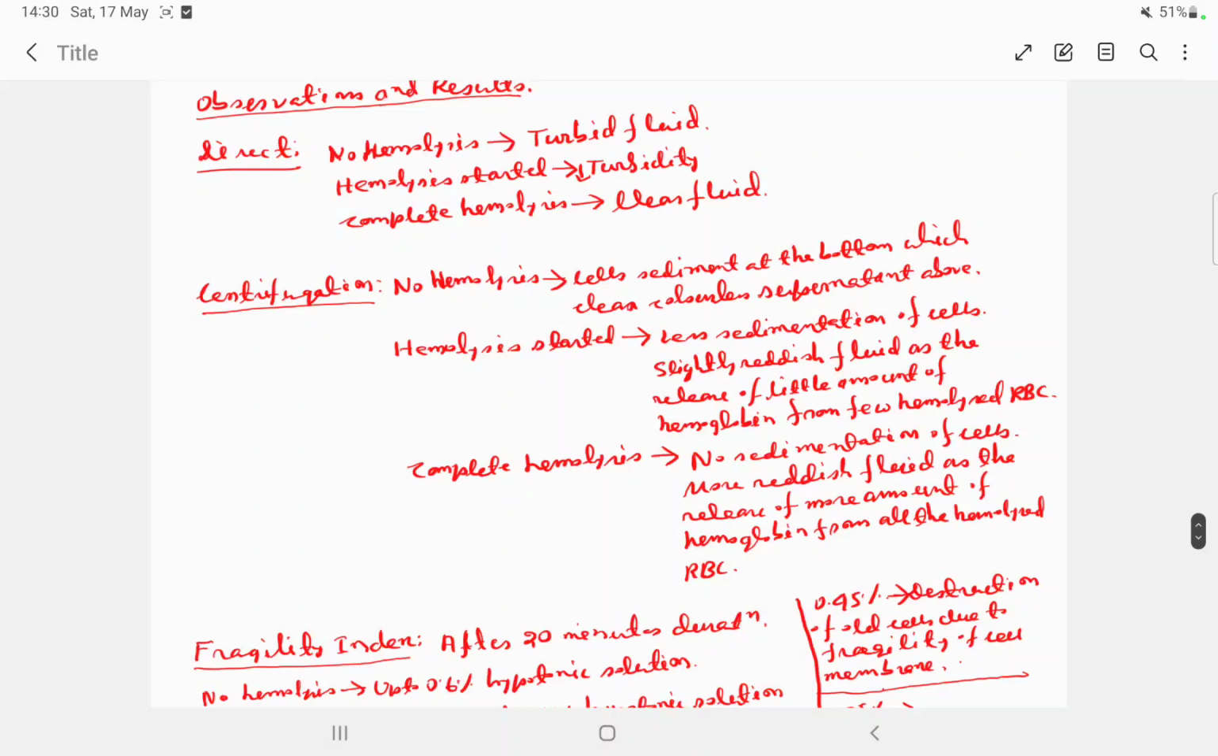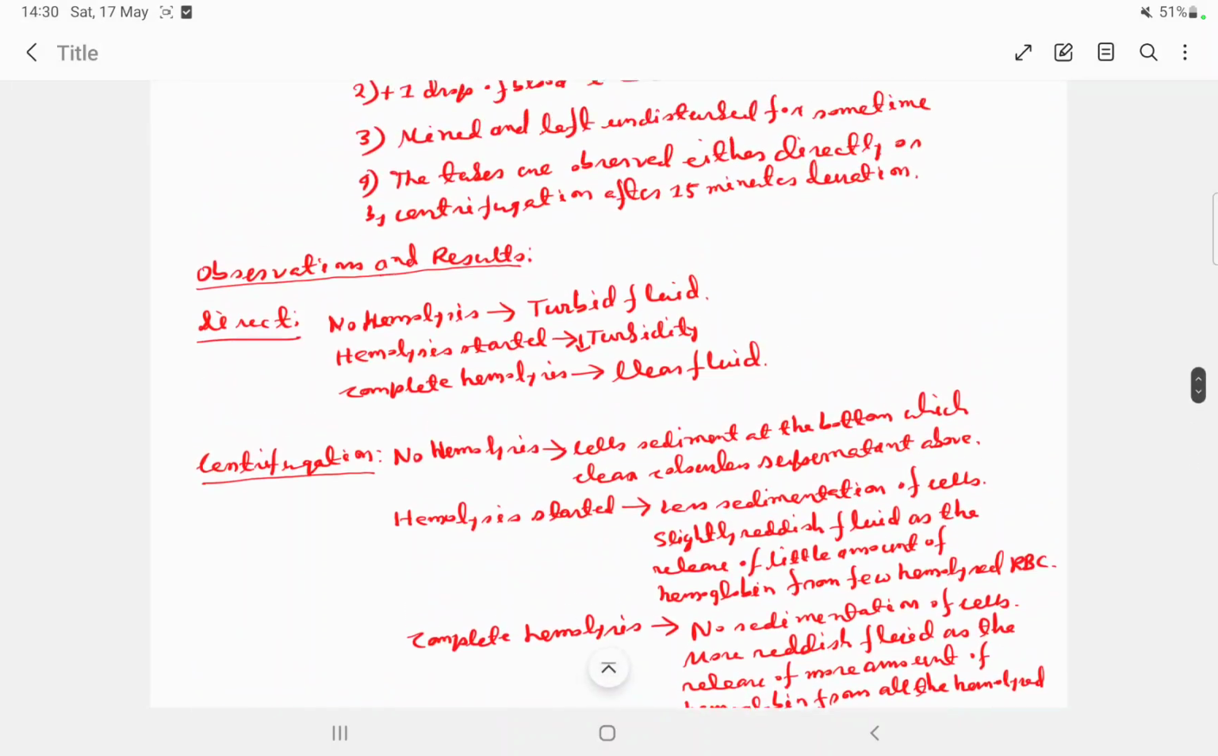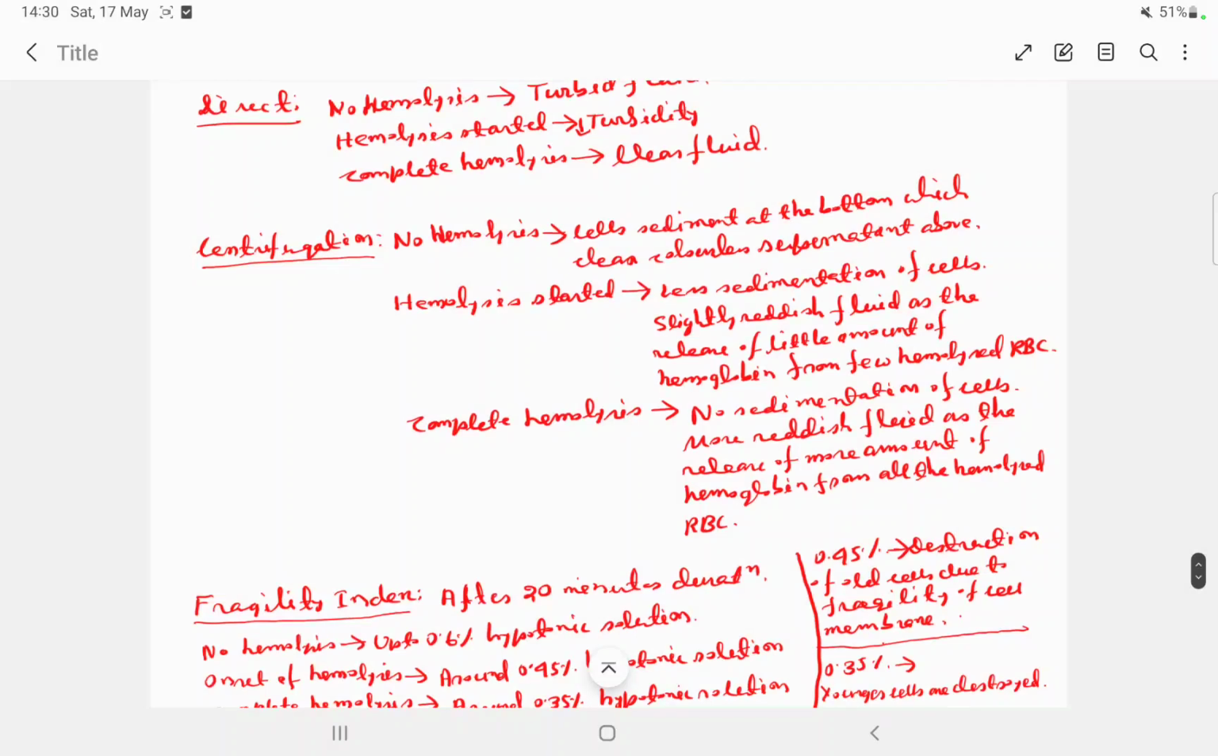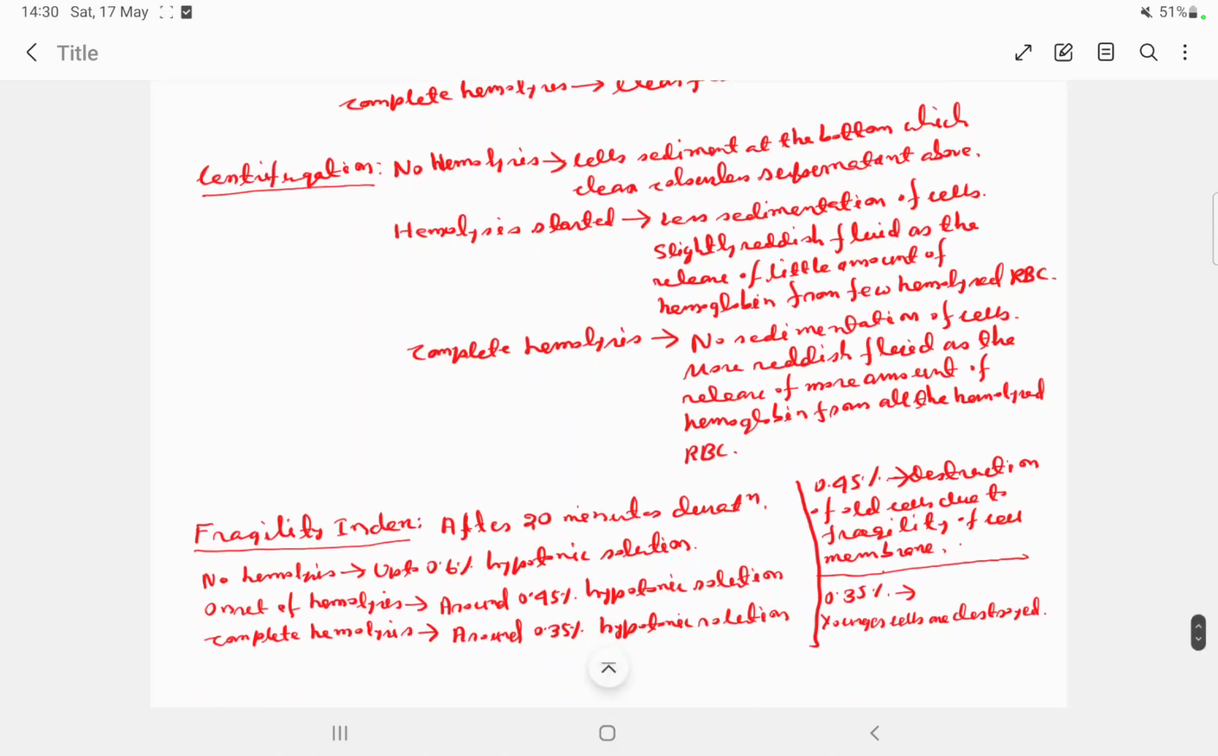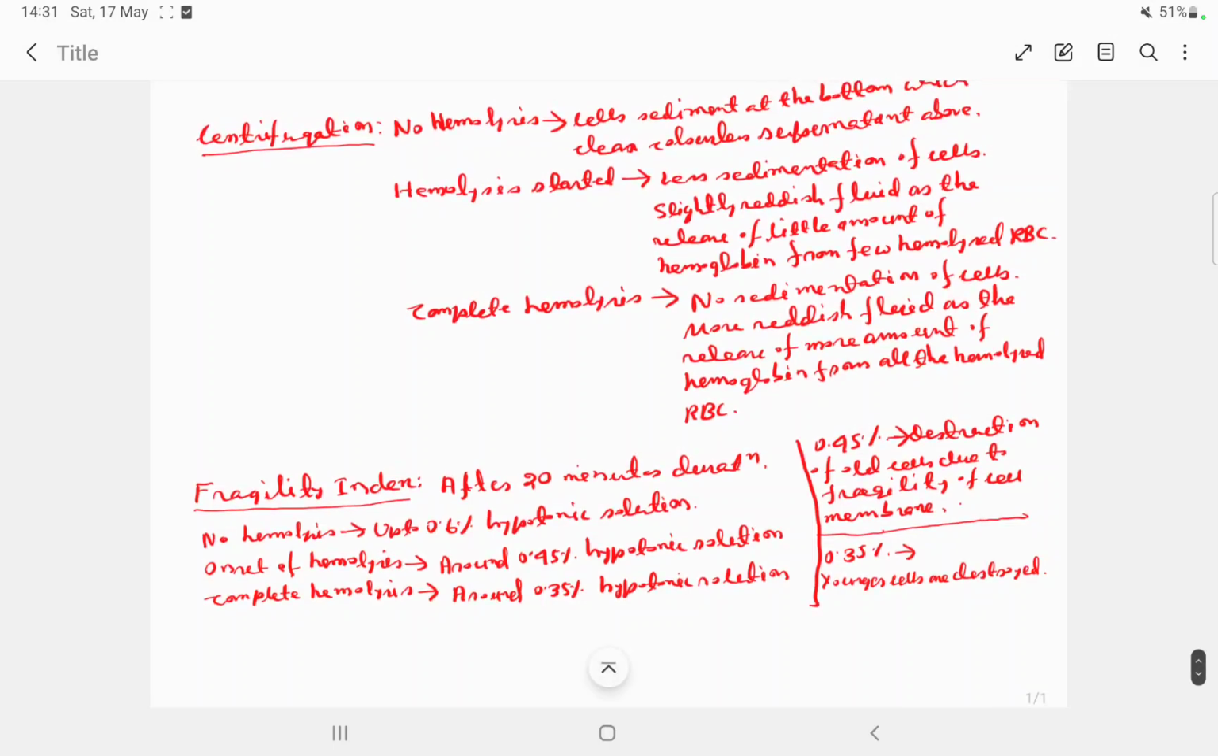And after centrifugation, so we will centrifuge it after 15 minutes. After that, if no hemolysis occurs, the red cells will sediment at the bottom, with a clear colorless supernatant above. And if hemolysis has started, there is less sedimentation of the cells, and there is a slightly red color of the fluid due to the release of a little hemoglobin from a few hemolyzed red blood cells. And in case of complete hemolysis, there is no sedimentation in the test tube and a more reddish fluid due to the release of more hemoglobin from all the hemolyzed RBCs.